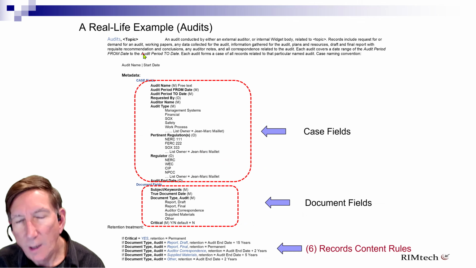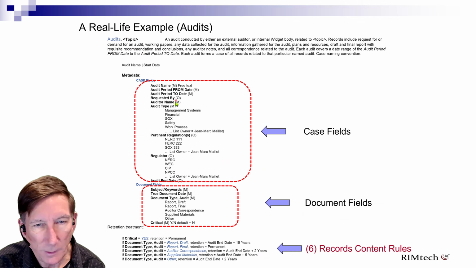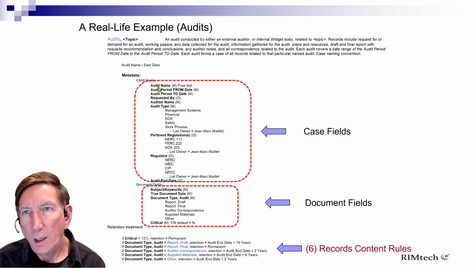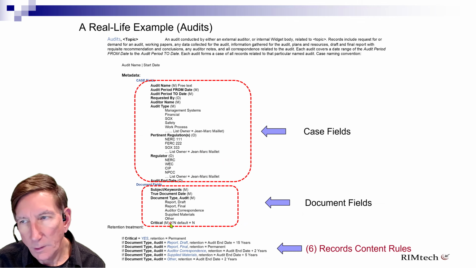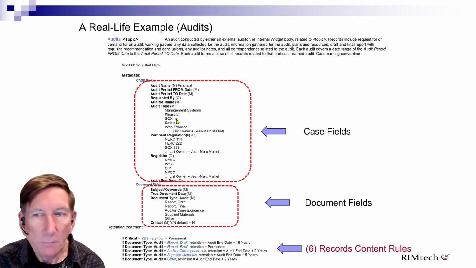Now, here's a written example of one of those 800 categories for audits. I chose that because everybody knows audits, right? So here we have 9 case fields and 4 document fields for a total of 13 columns, okay? And if you look closely, we have 4 fields or columns that are populated with a list. Audit types, pertinent regulations, regulator, and document type, okay? Those are drop-down lists. So that's 4 out of 13, not bad.